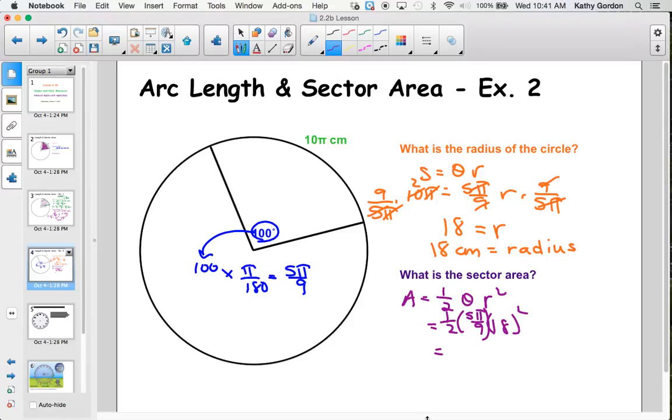I actually can, because look at what happens with my denominators here. What happens when I take a 2 times a 9? I get an 18. What's going on here? 18 is being squared, which means I have an 18 times an 18. So if I have an 18 in the denominator, I can cancel that with one of the 18s being multiplied here. So basically my exponent goes away, and that cancels with my denominator. So I end up with 5 pi from this numerator times the 18 that's still left, which ends up being how much? 90 pi. And what's the units on this? Centimeters squared, because we're talking about area.